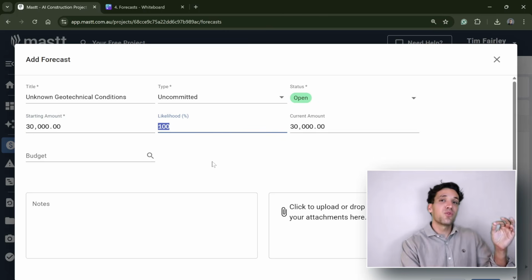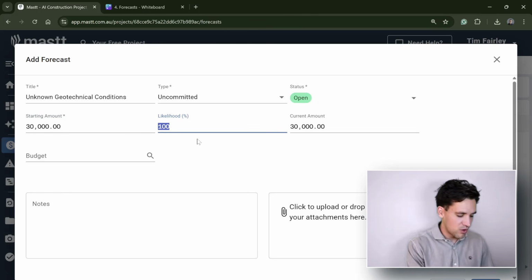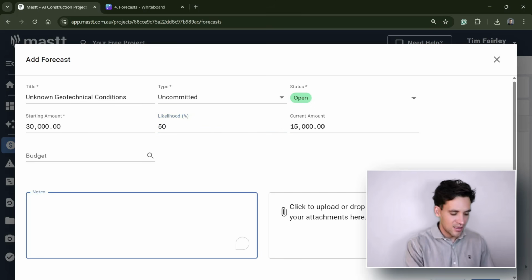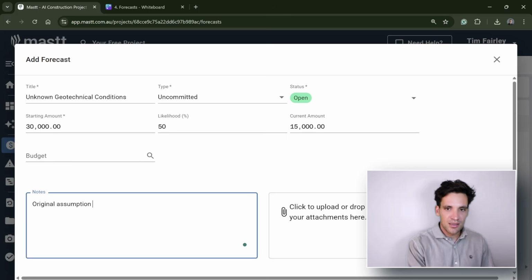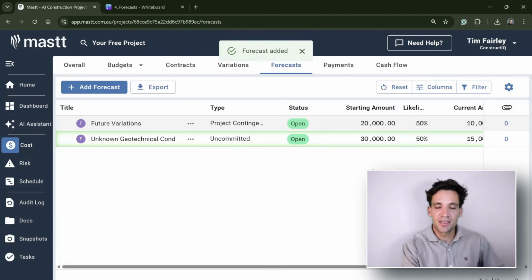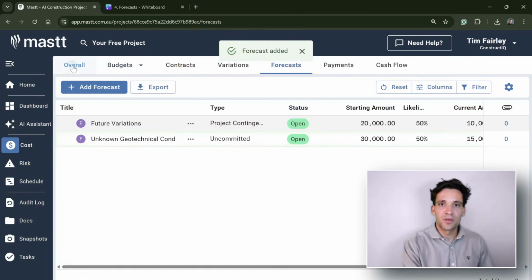But again, because it's a forecast, it's a prediction about the future, we have to add this element of uncertainty to it. So I'm going to say ground conditions, 50% likely. Original assumption is 50% likely, needs further investigation. And the budget that is coming from is our site and civil works. I'll add this as an open contingency.